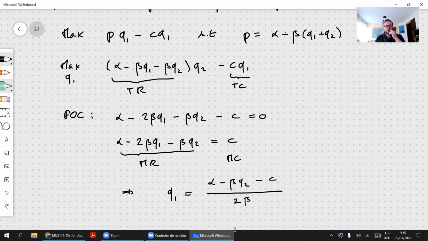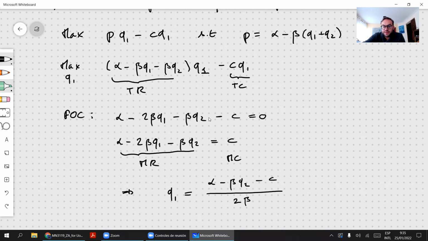Joaquin, I think that in the objective function in the second line it is the total revenue multiplied by Q1. Oh, yeah, okay. So this is a notation problem, right? Yes. Yeah, okay. Sorry. Good.